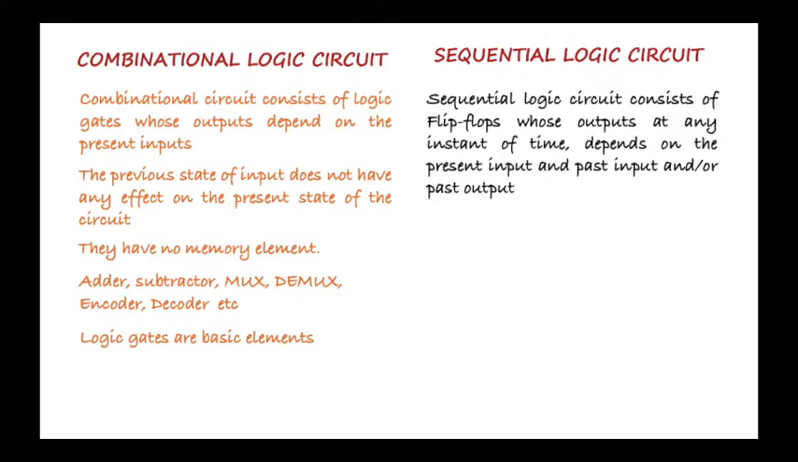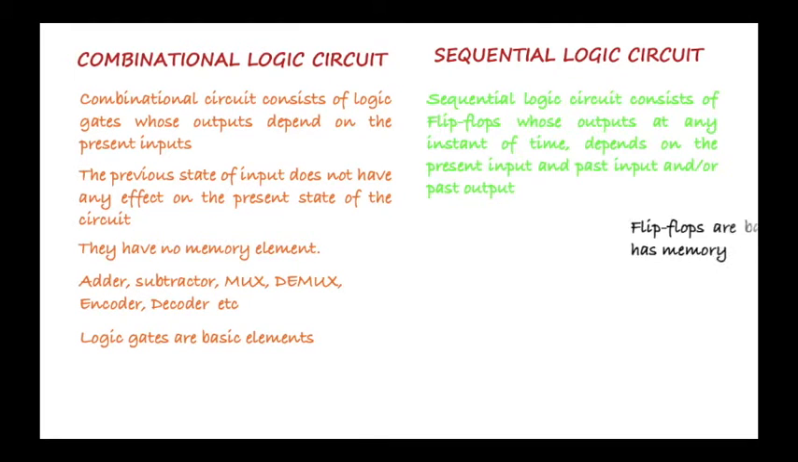But in a sequential logic circuit, there is a memory element which is called a flip-flop, and the output of these logic circuits depends on the previous input, present input, as well as the past output. So we can say a sequential logic circuit consists of flip-flops whose outputs at any instant of time depend not only on the present input but also on the past input and past output.